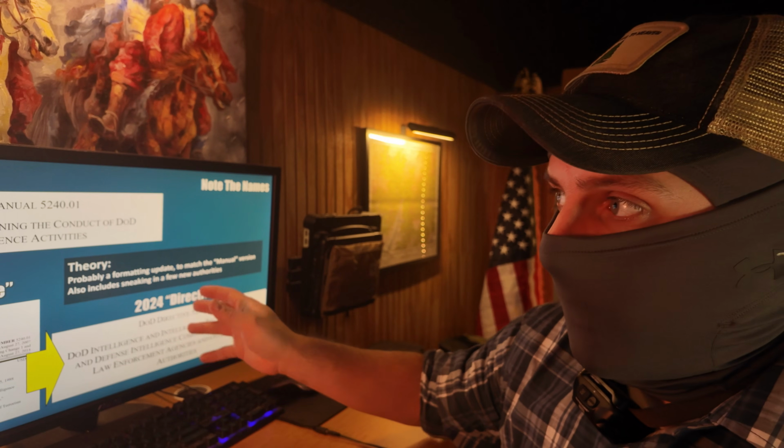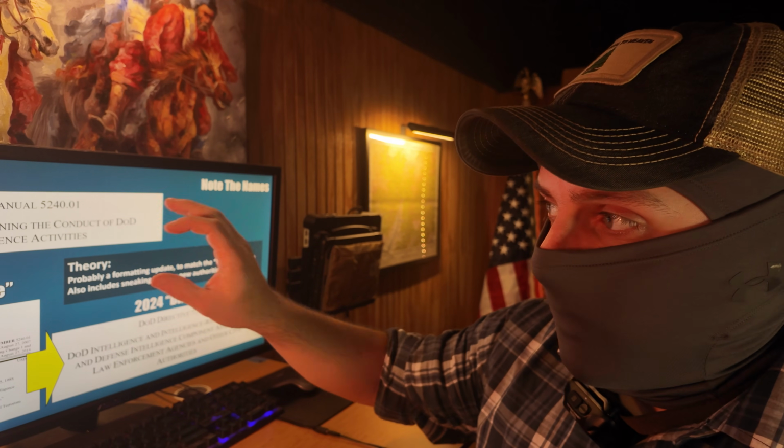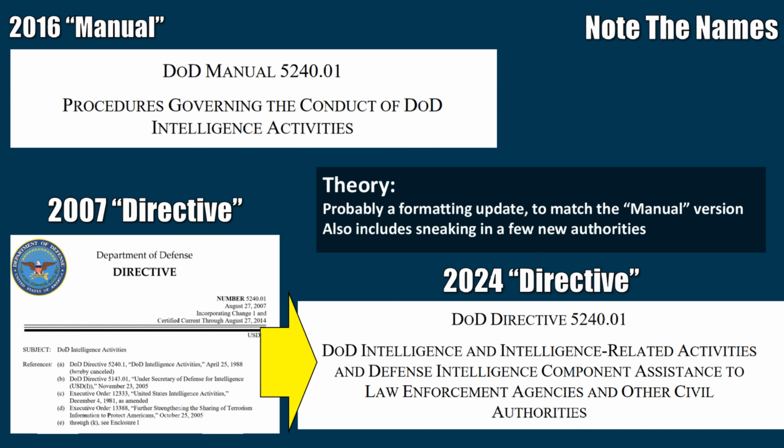Now, before we get into why this might be concerning, let's take a look at the names again. The 2016 manual is titled Procedures Governing the Conduct of Department of Defense Intelligence Activities. Makes sense. The 2007 directive is simply a directive, right? So it's not the same format as a manual. It is called DoD Intelligence Activities. That's what I knew it as because this was in effect when I was an Intel guy, right? That has since changed to a new format.